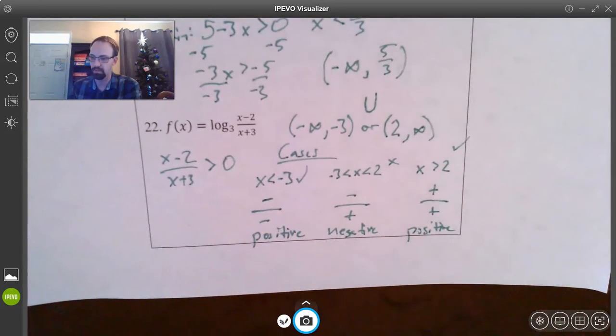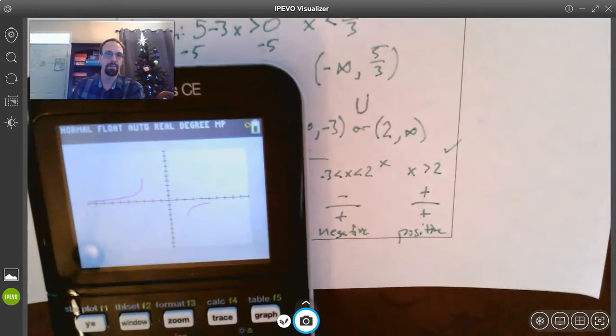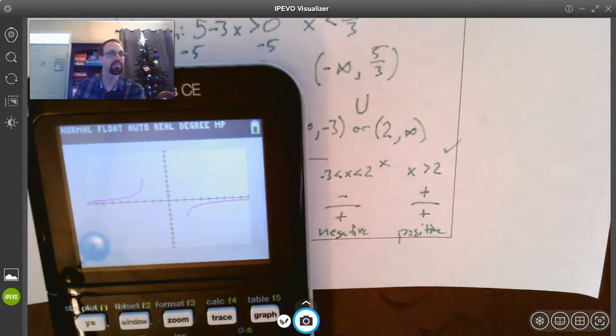This one looks really cool. I think they all look cool, though, because I'm a math nerd. So there we go. Same idea. So here in the middle, you don't see the graph because that's where it's negative.